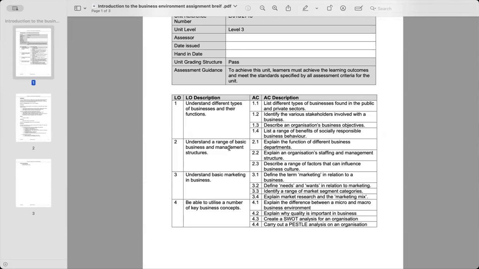In our second session, understanding a range of basic business and management structures, we explained the functions of business departments such as HR, finance, marketing, and operations. We discussed staffing and management structure, including hierarchical and flat models. We described factors influencing business culture like leadership style, organizational values, and external environment.